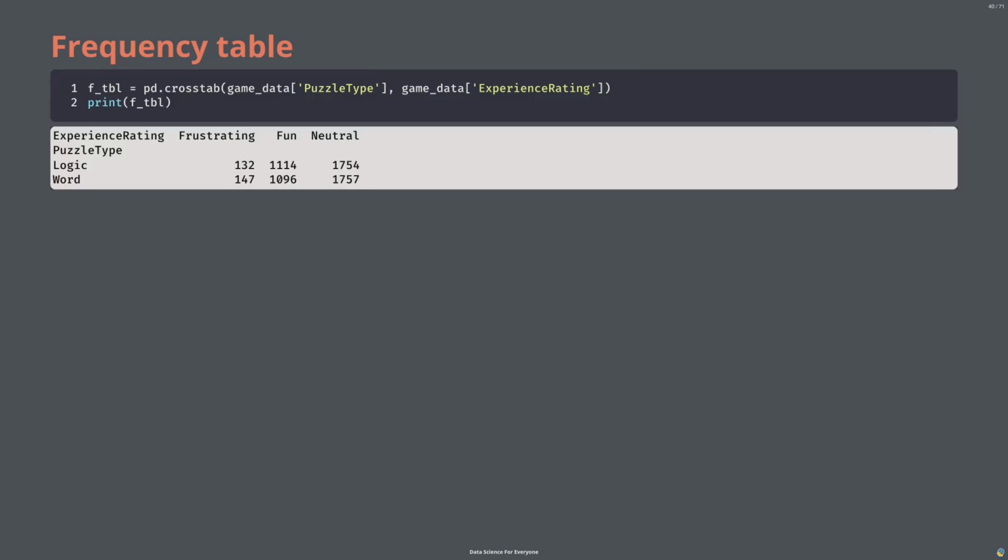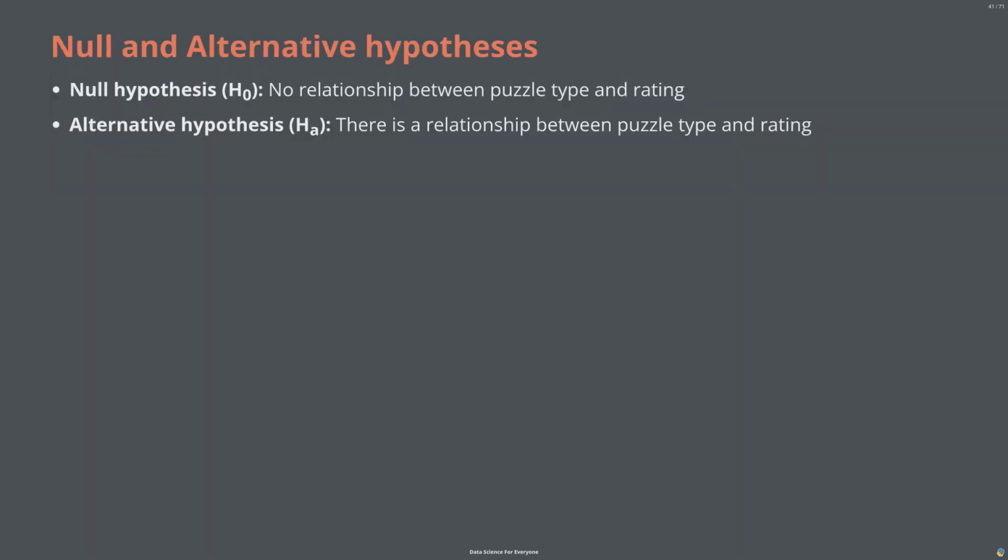We can summarize this in a frequency table, a count of how many people in each group reported each type of experience. To generate a frequency table, we'll use the crosstab function from pandas. The null hypothesis of a chi-square test says that there is no relationship between puzzle type and how the participants felt about it. The alternative hypothesis says that the puzzle type and experience are related, that is, people's feelings depend on the puzzle type they solved.